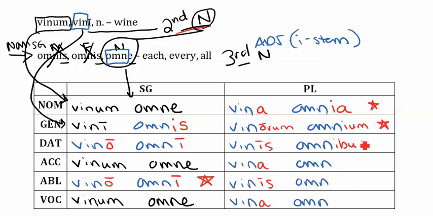Ibus is the same. Here again, the accusative has to look like nominative, so I've got that special I in front of my A. Ibus is the same, and then the vocative must also have that I. So the ones I've starred look a little bit different than a regular third declension noun, because the adjective looks like an I-stem third declension noun. And that is how you decline vinum and omnis.